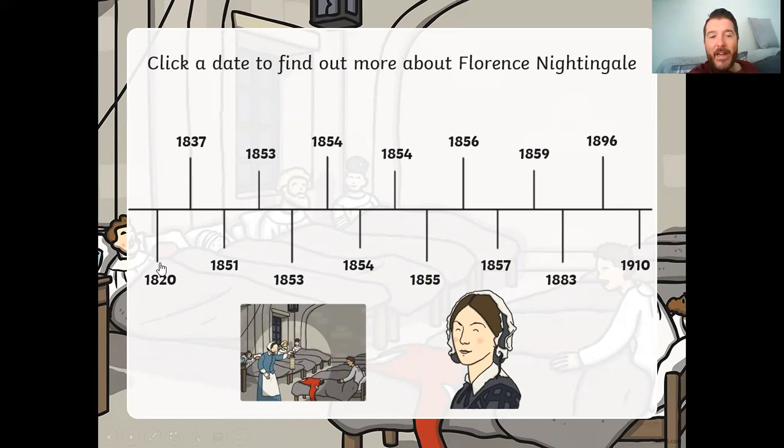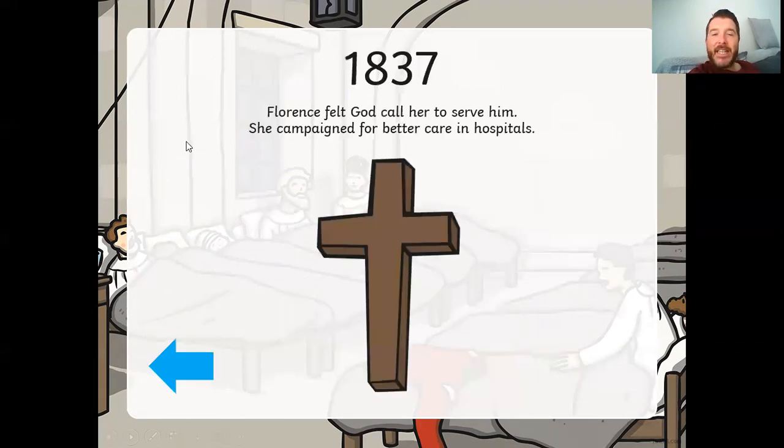Then, can you see the timeline doesn't just go down? It goes one down, one up, one down, one up, all the way across to the end. So the next one isn't this one, it's this one, because you can see on the line that 1837 is before that one. In 1837, Florence felt God call her to serve him, and she campaigned for better care in hospitals. She wasn't a nurse at this point, but she'd been called by God. Just like we are given talents and God asks us to do things, she felt like her job was to make hospitals better.